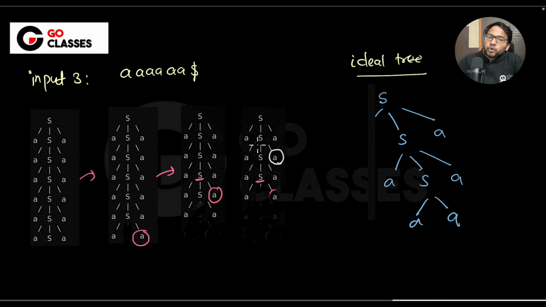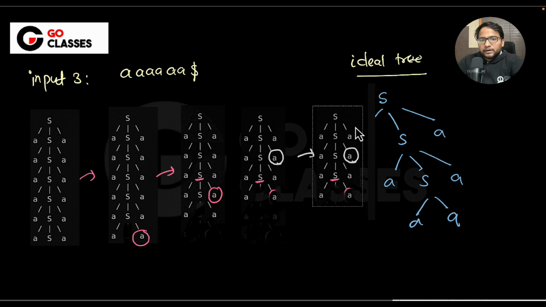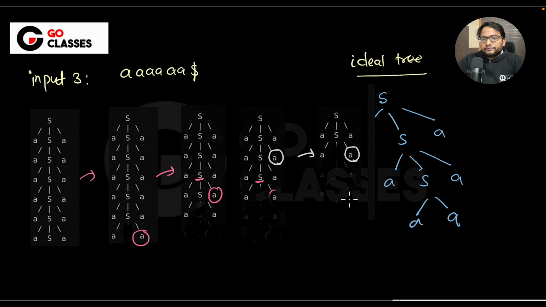Since this is a failure, on this S you will be trying the next production, which is ASA. Now on this S you will try A. The next thing that will happen is something like this. This S was the failure, so on this S you are directly trying A, and because of that the whole thing is getting mashed up. If you try A, it will match and return true, but this is not the dollar, so it will be false.